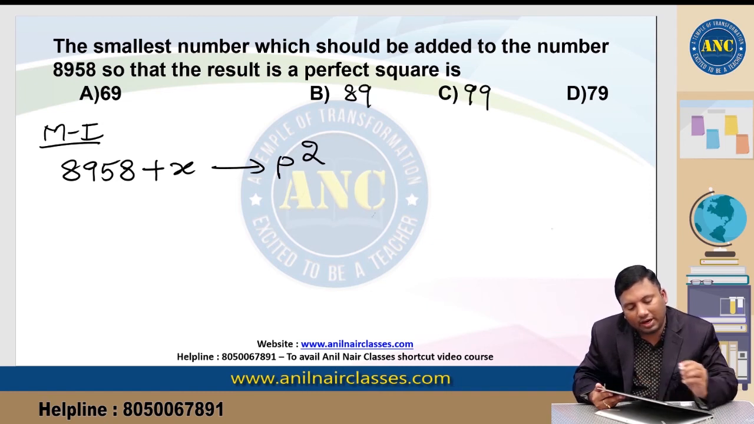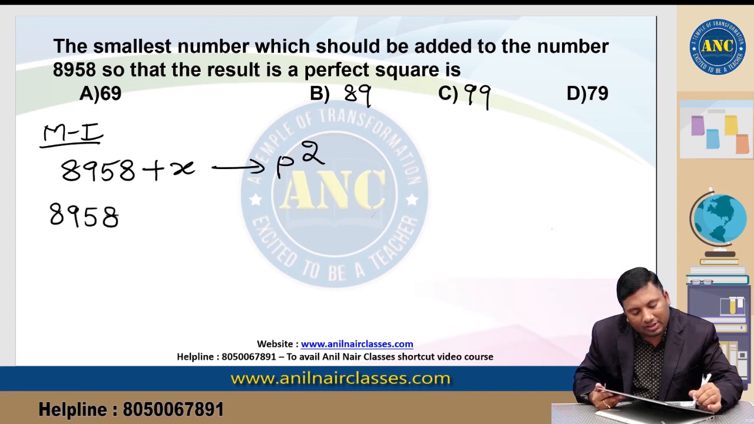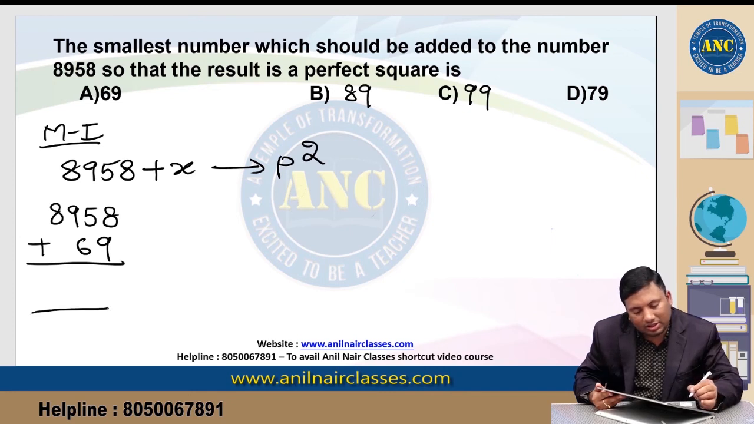Options are missing, so I am adding. If I add 8958 plus the first option, 169... how much will it become? 8 plus 9, 17.